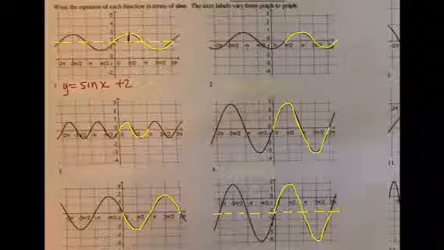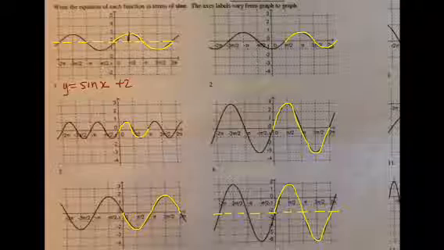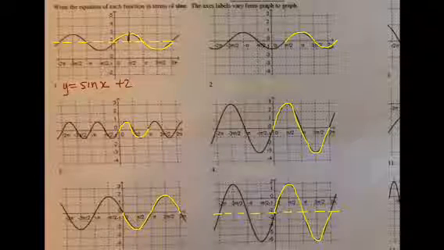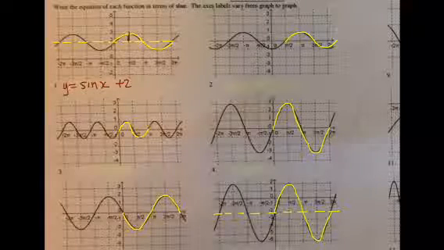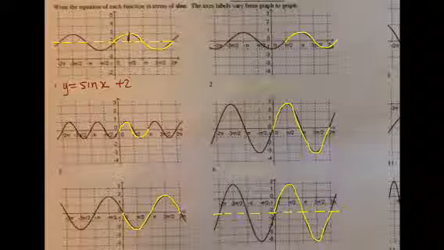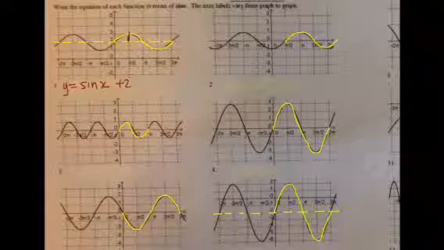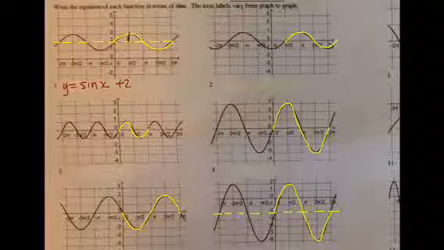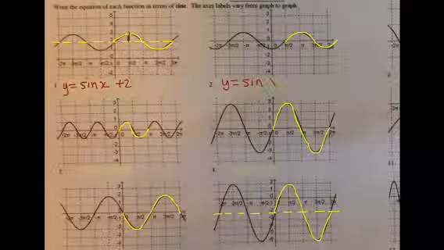For number 2, the period is, let's see, 2 pi, right? Because I'm starting at pi over 2 and ending at 2.5 pi. Or you could think of it like this. If I look from here to here, that would be 1.5. 1.5 plus a half pi, that's 2 pi. So the period is 2 pi. The amplitude is 1. There is no vertical translation, but there is a phase shift of pi over 2 to the right. So you would write y equals sine x. It went to the right, so you put minus pi over 2.